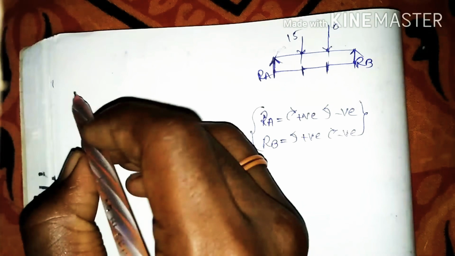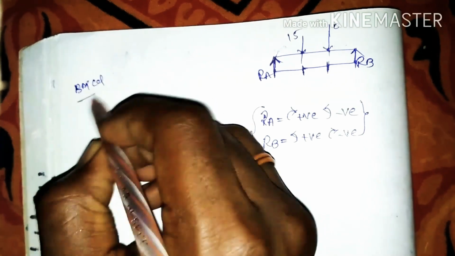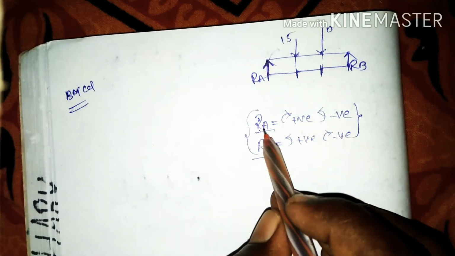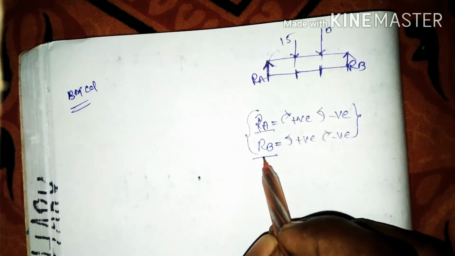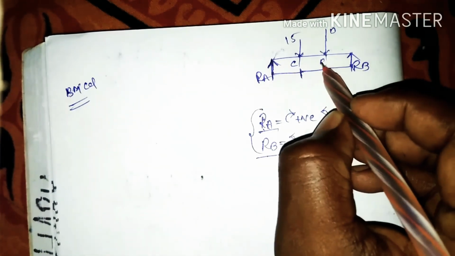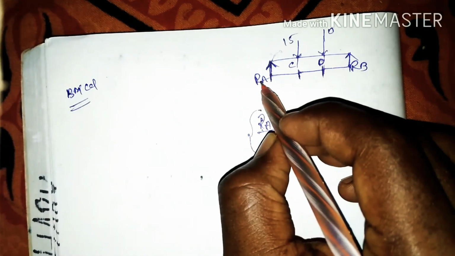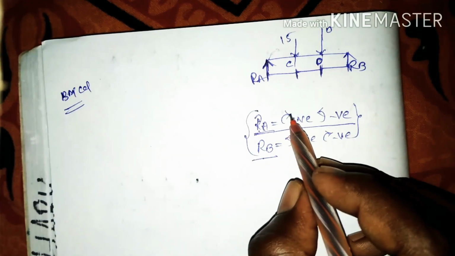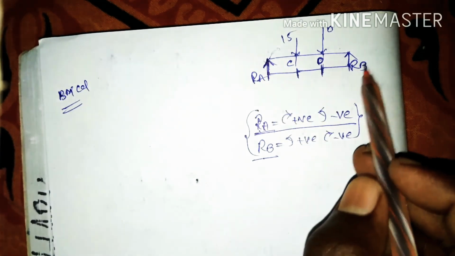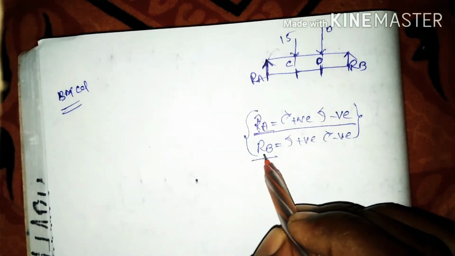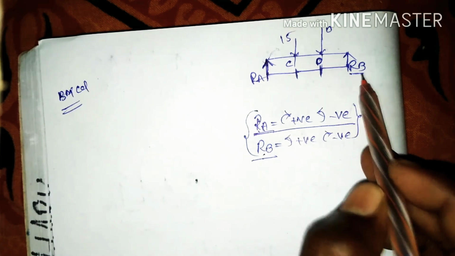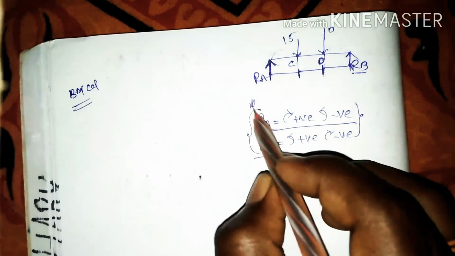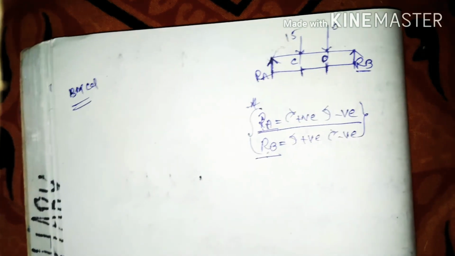Here for the bending moment calculation, we are going with RA and RB. We can take either from RA or from RB. While taking from RA, we are going to consider the sign convention as clockwise positive and anti-clockwise negative. When we consider RB, anti-clockwise is positive and clockwise is negative. This sign convention should be remembered and practiced.